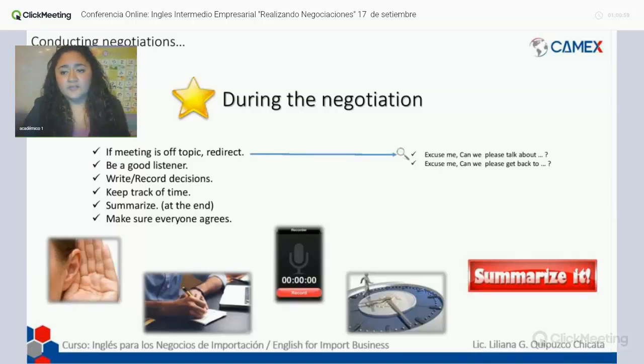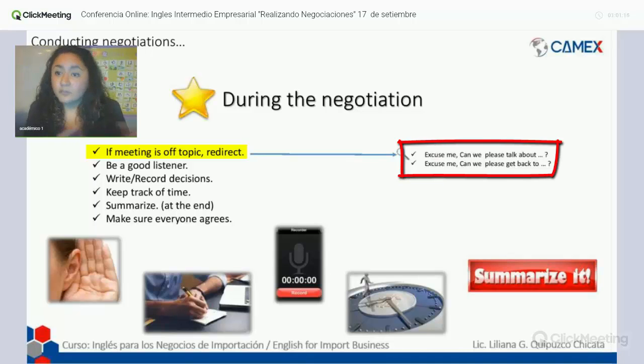Then another tip that you can use during the negotiation is, if you go off the topic, and it really happens a lot when you have really good chemistry with your counterpart, try to redirect. In this case, you can say, "Excuse me, can we please talk about the prices that we were talking about previously?" Or maybe you can say, "Excuse me, can we please get back to the shipping time, the shipping lead time that we were talking about?"